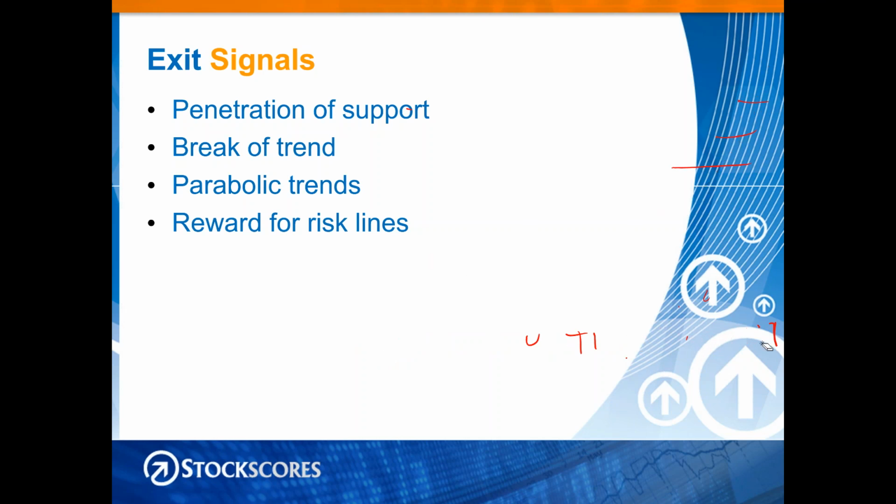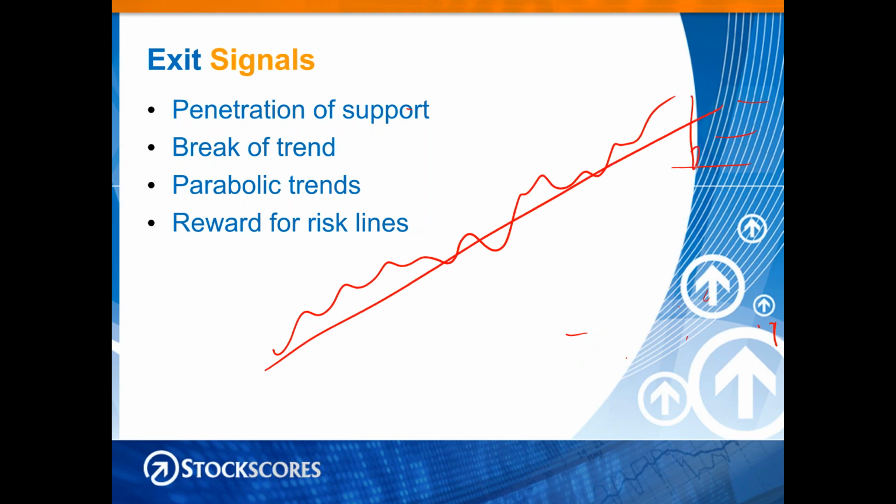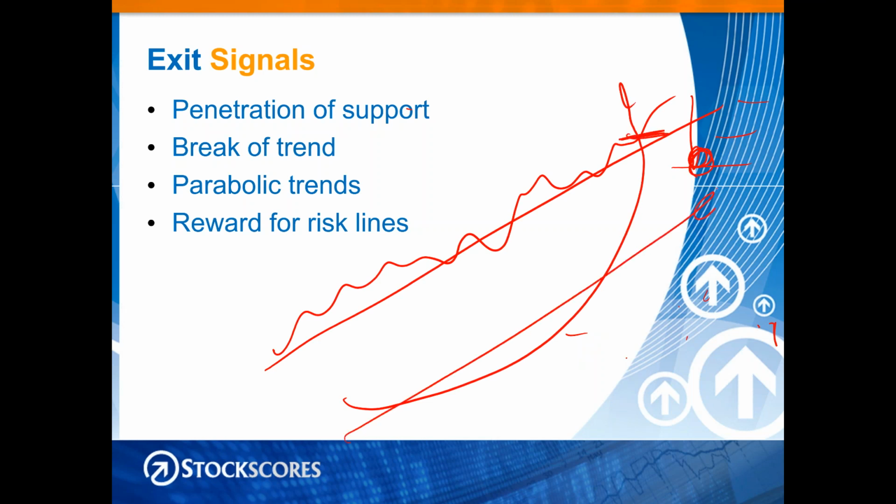Now we can also use patterns to exit. So if you have a stock that's in an upward trend, you can just sell when the trend line is broken. If the trend line goes parabolic, then get more aggressive than if the trend is linear. These are all things that are discussed in the exit signals lesson, so I won't go into it in a lot of detail, but what I find that works the best is reward for risk lines.